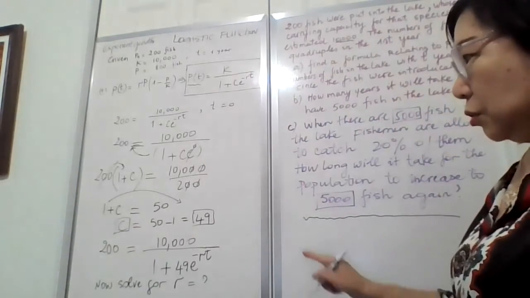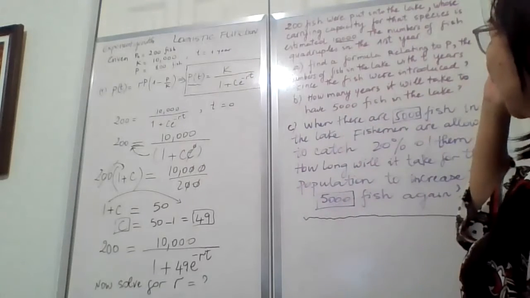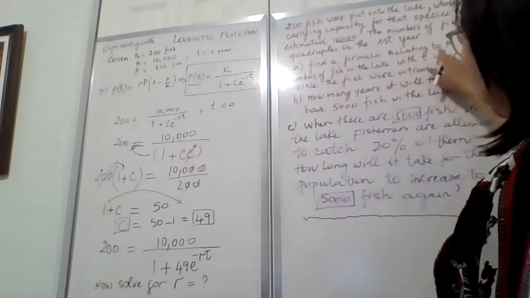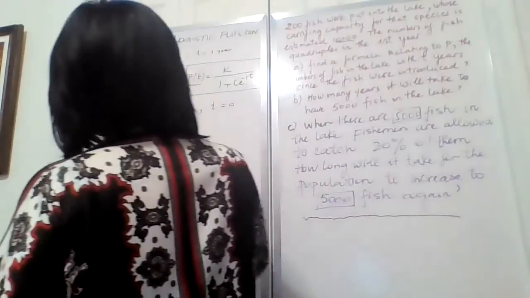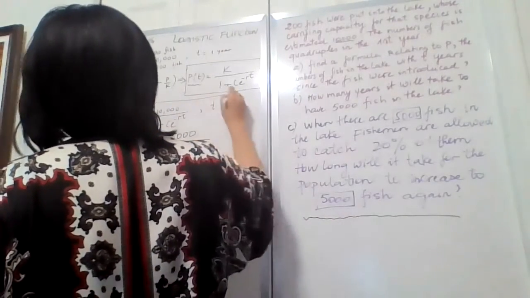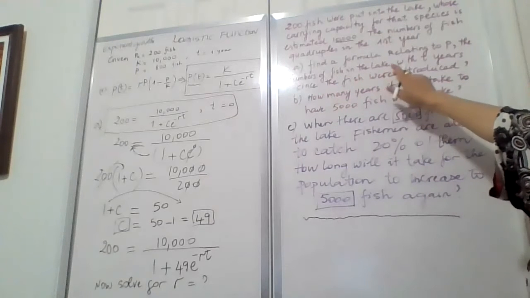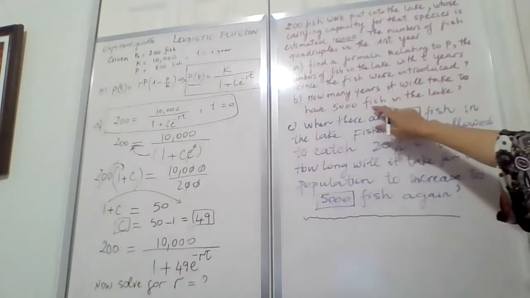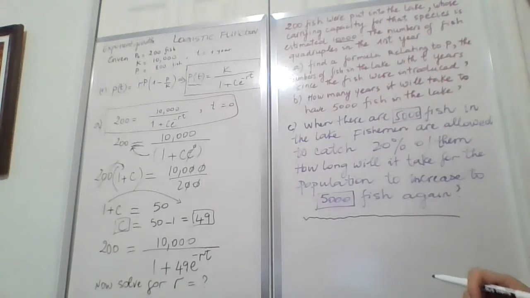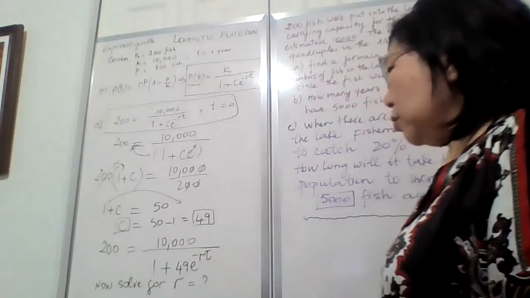you have to use another piece of information, right? It says, write a formula relating. So this is the formula. So this equation A, actually, I already wrote here. So then I should put this as the answer for A, right? And then B, how many years will it take to have 5,000 fish in the lake? So we want to know how many years it will take to have 5,000 fish in the lake. But before we answer this question, we also have to figure out what our rate of growth is.